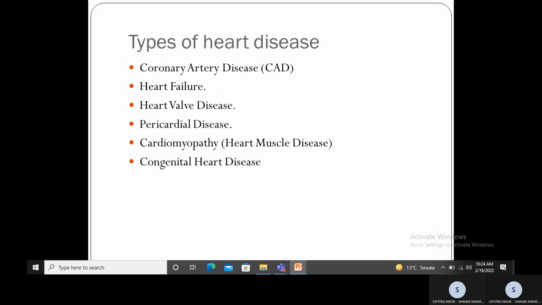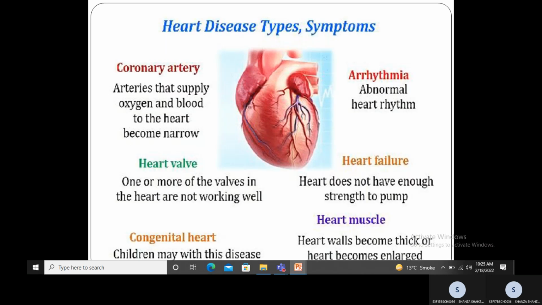Types of heart diseases. The first is coronary artery disease. You can say it there, CAD. Heart failure, heart valve disease, pericardial disease, cardiomyopathy, heart muscle disease, congenital heart diseases. These are the types of heart disease.